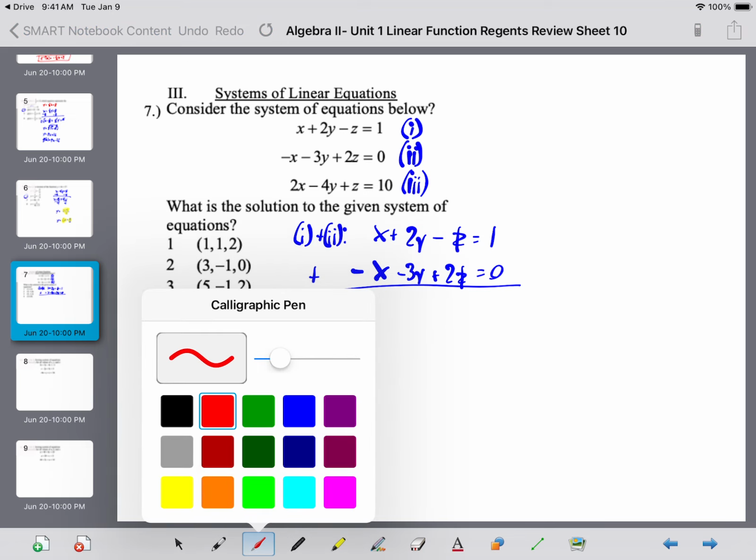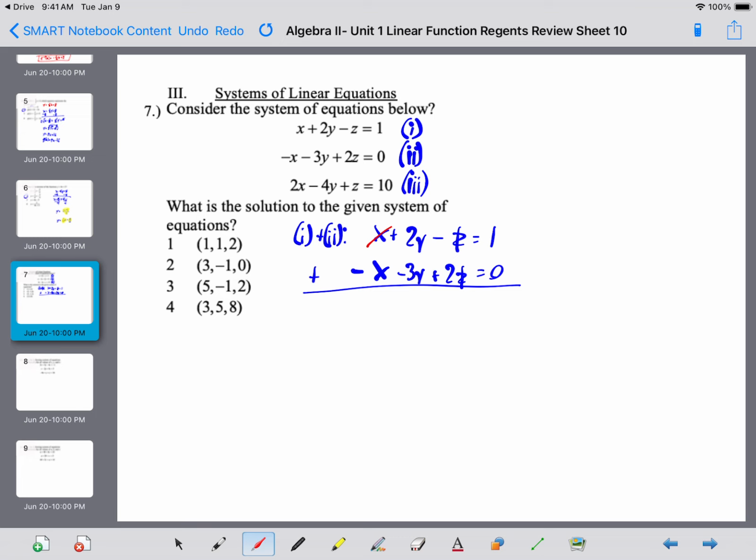So x plus negative x cancels out. 2y plus negative 3y is negative y. Negative z plus 2z would be z. 1 plus 0 equals 1. And let's call that equation star, because that will be one of our two variable equations.